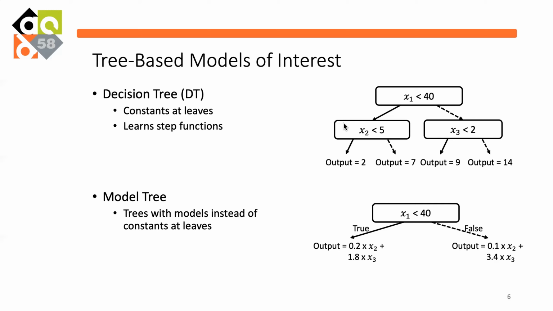We only consider tree-based models with a single tree. We are not considering random forest or gradient-boosted trees because of area concerns. They have many trees and thus are more expensive to implement in hardware. Here I am showing simple examples for decision tree and model tree. The major difference is that decision trees have constants as leaves and learn step functions, while model trees have models instead of constants at leaves. This particular example has linear models at the leaves, so it's called a linear model tree, and can learn piecewise linear functions.